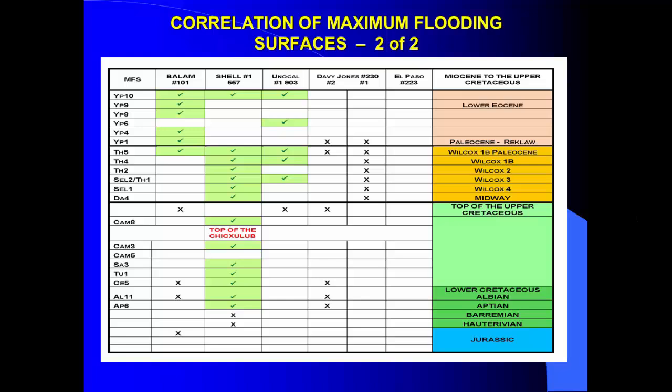So now we're down into the Cretaceous, and I put this Eocene so you have an idea of where we are. So here's the top of the Reklaw, here's the top of the Wilcox. So here's the Wilcox Paleocene, all down here, all the way down to the Midway's lower Paleocene. So here in the Shell 557, we have the nice Wilcox maximum flooding surfaces we can recognize, and we can recognize a few of those in the 903.